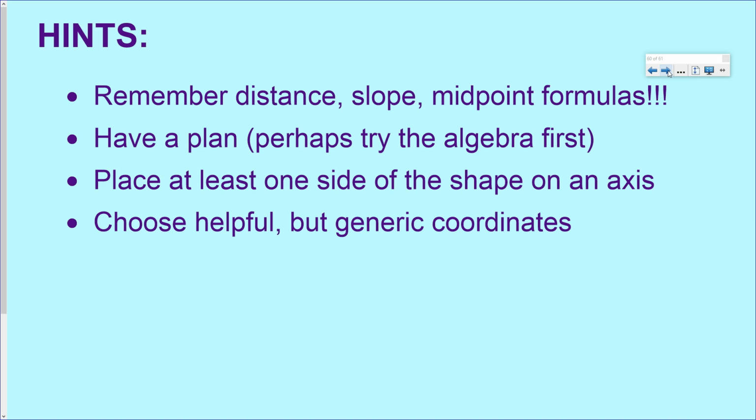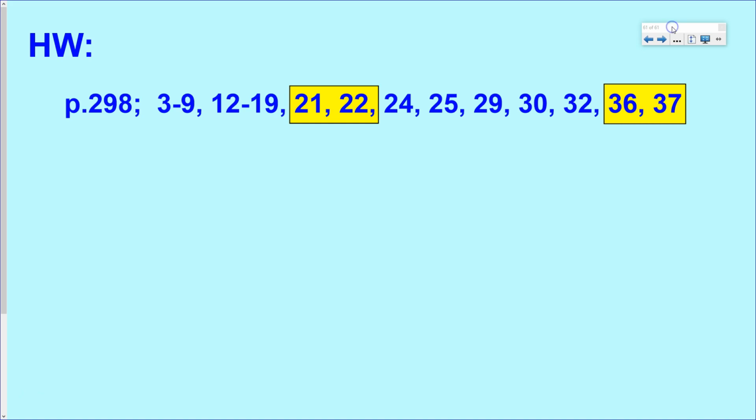So a couple of hints before you go at it on your homework here. Remember your distance, midpoint, slope formulas, area formulas, all that's fair game, anything that you've really learned. Have a plan, maybe try the algebra first before you jump into a proof. Try to place a shape with at least one side on an axis, and then choose helpful but generic coordinates. And that's going to be the tough one for you. That's the only one that's going to get better with practice. Here's your homework assignment, and I'll see you in class.